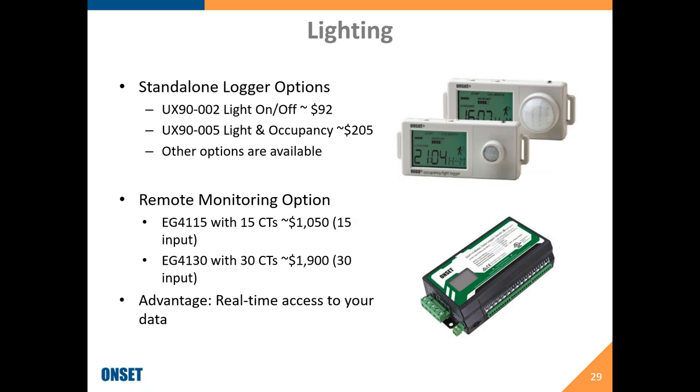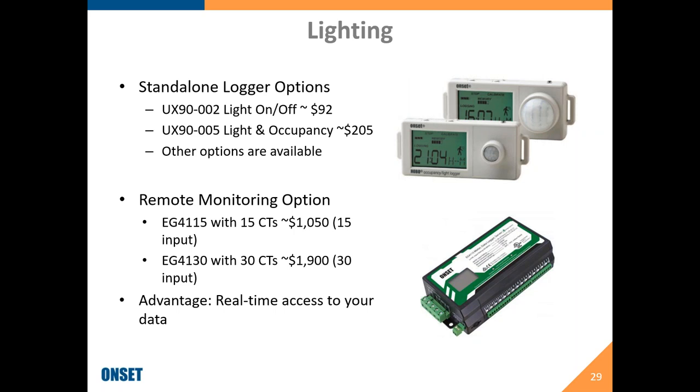So, Onset has a couple of different options for logging lighting. In a standalone sense, they fall into two buckets. The first is going to be dedicated light on-off loggers, and the second will be light and occupancy loggers. Both of these loggers are fantastic for determining the actual utilization of lighting in a room. And they come for a number of different spaces and sizes. We'll get into that a little bit.